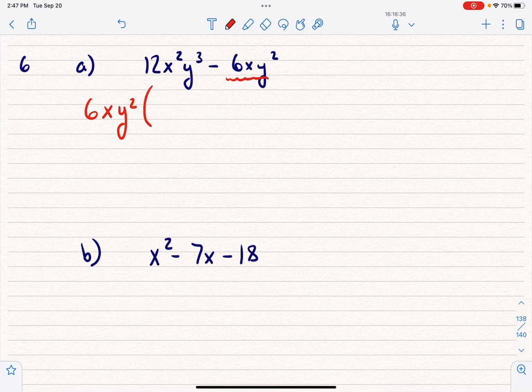So when I pull a 6 out of the first term, I'm left with a 2. When I pull an x out, I'm left with an x. And when I pull a y squared out, I'm left with a y. But when I pull 6xy squared out of the second one, the only thing I'm left with is a 1.